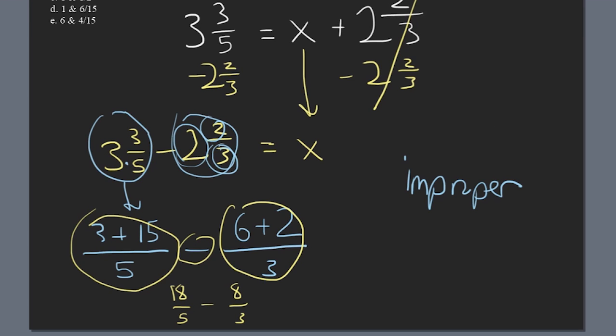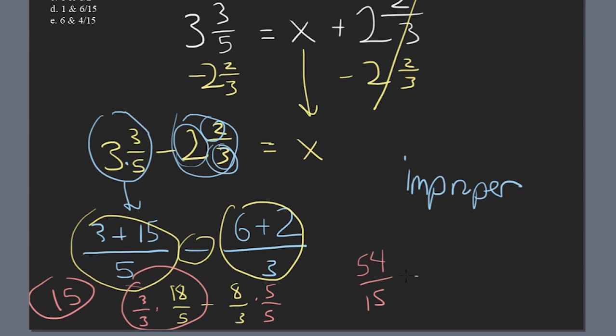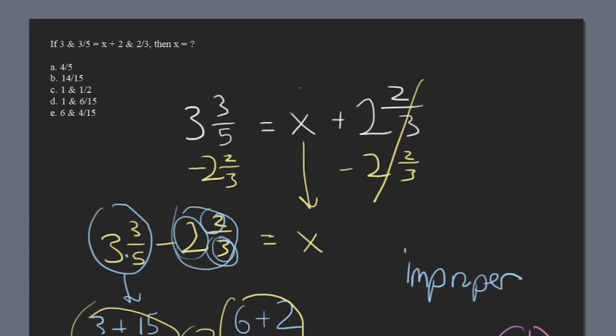I need to find a common denominator, so I'm going to say 3/3 on this guy. Common denominator is 15, right? And then this is going to be 5/5. So this becomes, well, 18 times 3 is 54, I believe. Yeah. And then this minus this, which is 40/15. We get, as our final answer, 14/15. And let's see if that's an answer.